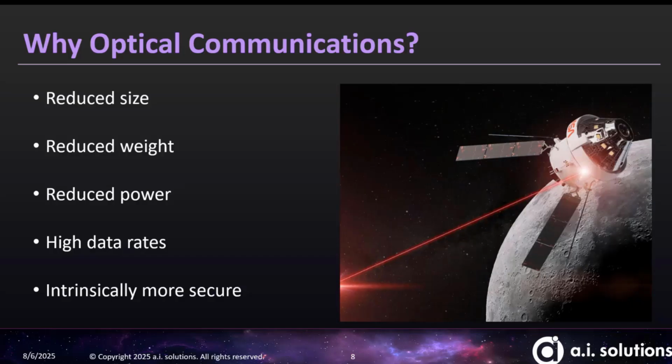Another interesting feature of optical comms is that it's intrinsically more secure from a physical perspective. For instance, a high gain antenna for an RF system might create a beam on the ground that covers a few states. But with an optical system, you could maybe tune that down to a few hundred meters. So there's just less ability for people on the ground to intercept your signal.